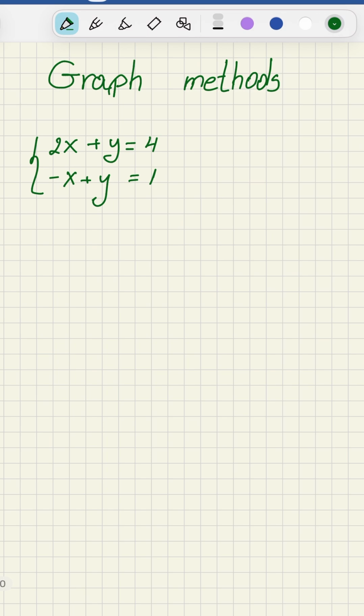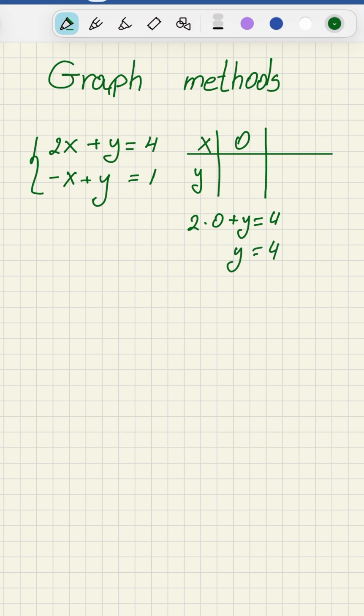Let's continue with another method, which is the graphing method. I will always prefer the OX and OY intercepts because it's very easy for us. I'll pick up the first equation to find the OX and OY intercepts. When intercepting OY, the x is 0. I'll plug it in our equation and we have 2 times 0 plus y is just 4. Y would be just 4.